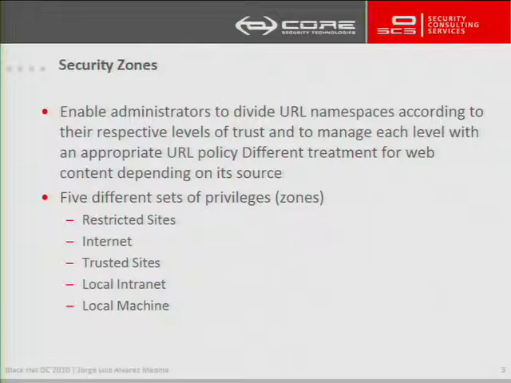Each of these subsets has a different set of privileges depending on how trustworthy the web application is. The security zones are the restricted sites zone, the internet zone, the trusted sites zone, the local intranet, and the local machine, in ascending order of privileges.